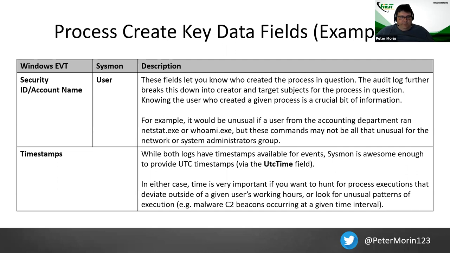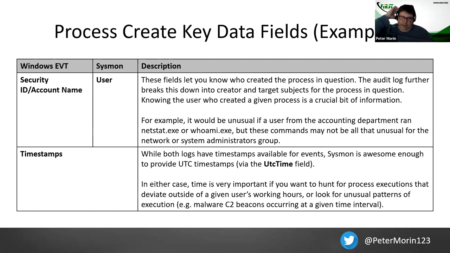Timestamp, they both have timestamps for the events. Sysmon is awesome because it provides times in UTC. So if you look at the UTC time field, you're going to get your timestamps in UTC, which is great. In either case, it's important to look for execution of processes that are outside of a user's given working hours. Again, this is looking at behavior, right?